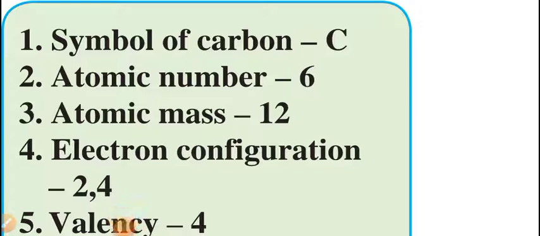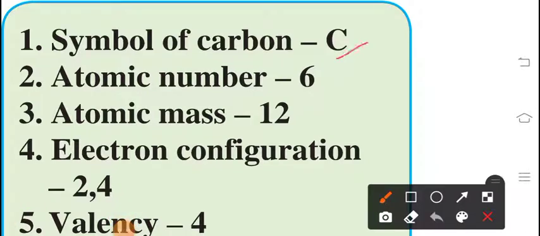The symbol of carbon is C. Whenever we have to write carbon, if you don't want to write C-A-R-B-O-N, then it has a symbol, and the symbol is capital C. Instead of carbon, you can use capital C. Capital C is the symbol of carbon.